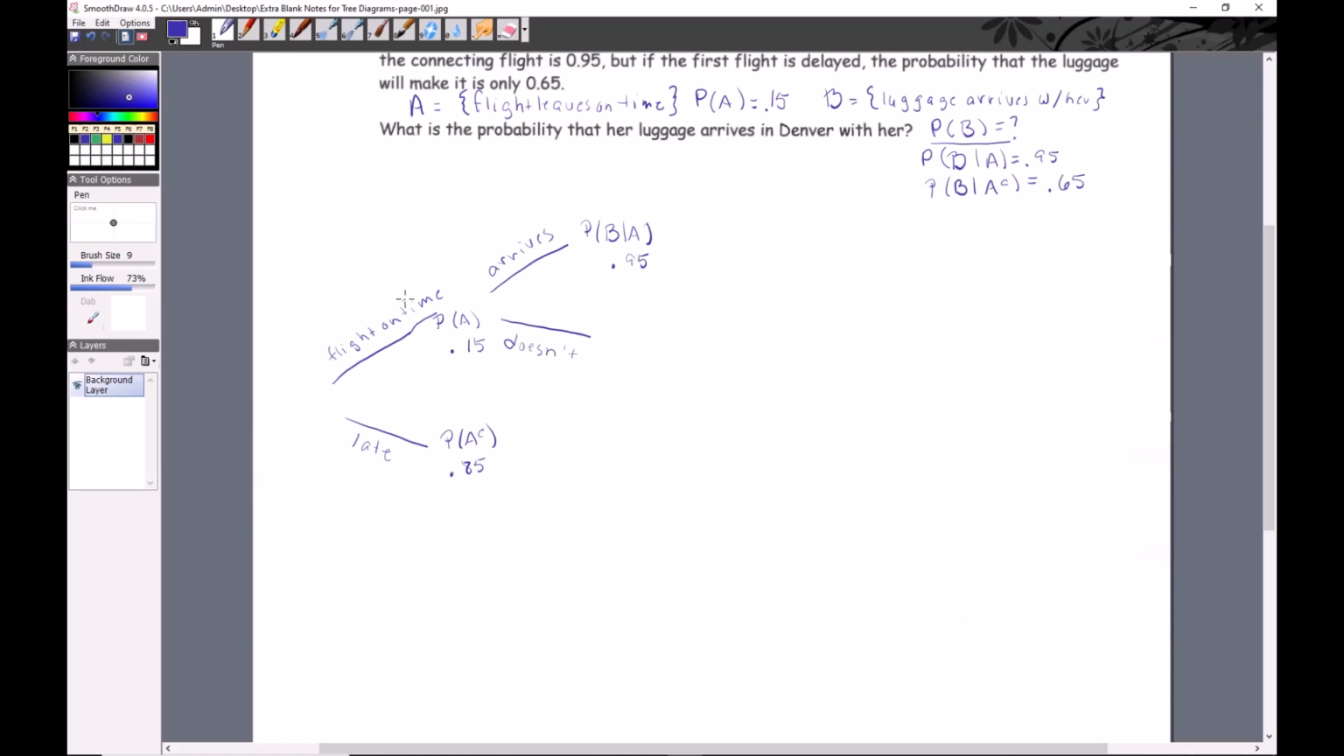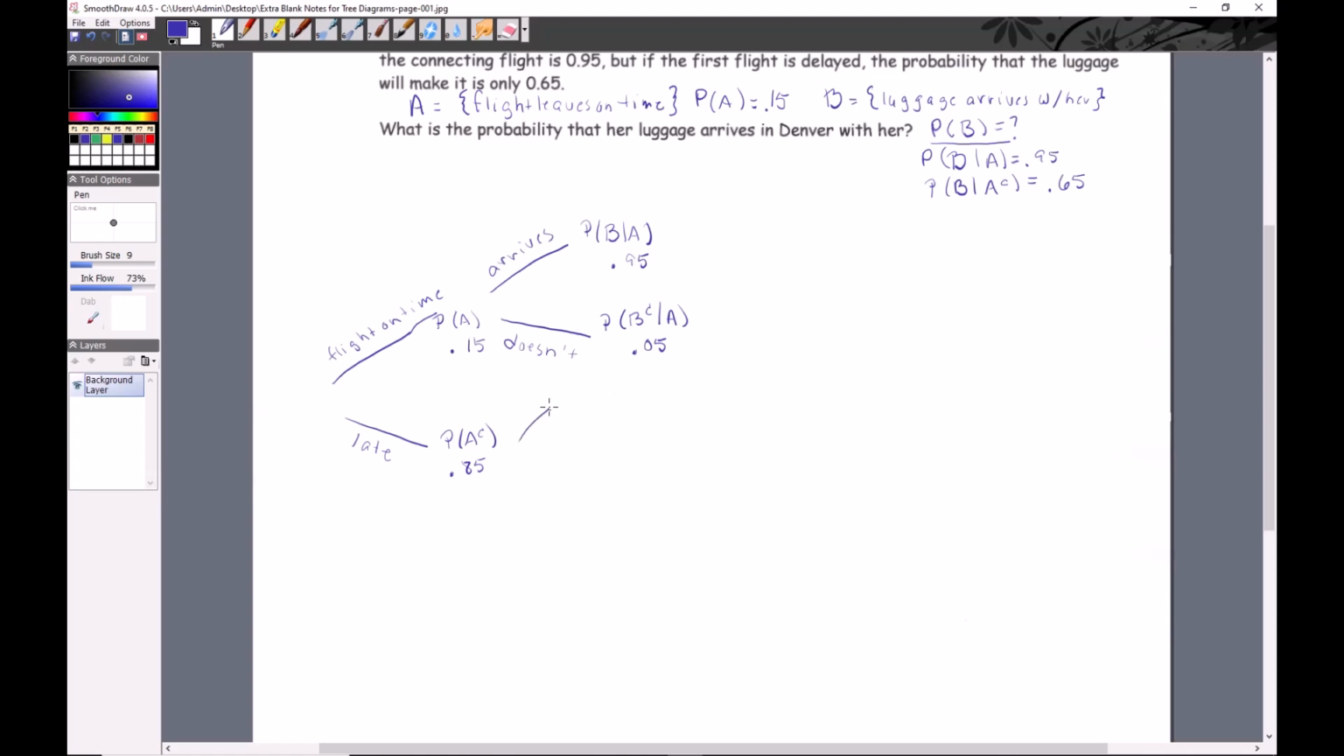All right, so given that the flight is on time, the probability that the luggage doesn't make it, that's the probability of B complement given A. Which, by the way, these are the only two options. It's either arrives or it doesn't. So these two have to add up to 1. So this will be 0.05. Now just be careful. Don't put 0.5 there. Some people leave the 0 out without thinking about it. And yeah, that's going to mess up everything.